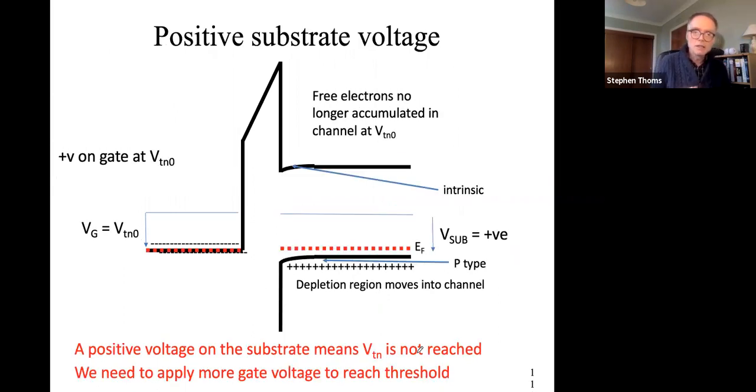If the substrate potential drifts upwards, then you don't get the channel forming, or you don't get it forming at the same potential. You would need to increase the potential on the gate and push this down further. And that causes the problem. So positive voltage on the substrate means that you actually need more positive voltage on the gate to reach the threshold, and the whole performance of your circuit will degrade.